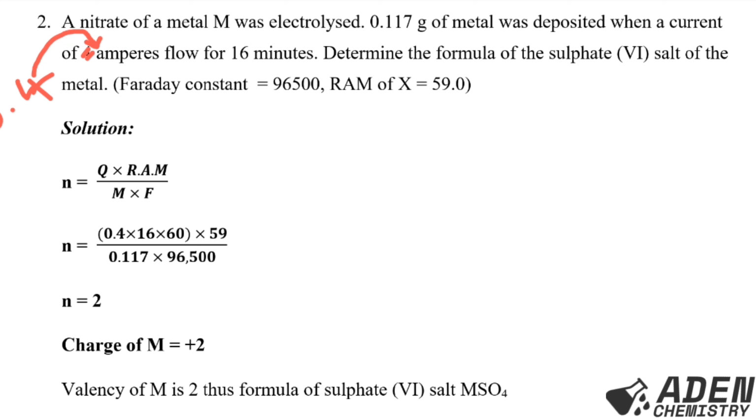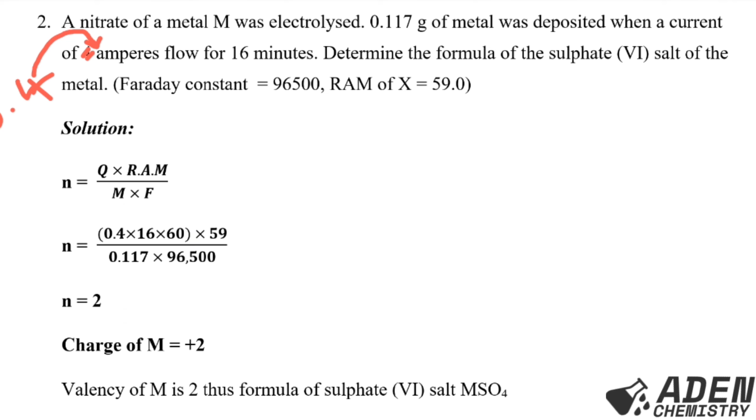The time we have here is 60 minutes, but we have to convert it into seconds by multiplying 60 times Rm. The Rm of X is 59 divided by M. M is mass deposited. The mass here is 0.117 multiplied by F. F is Faraday, which is equal to 96,500 coulombs. When we put all this in the calculator, we are going to get 2.